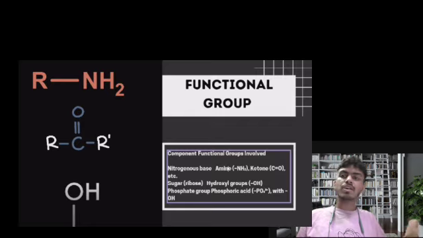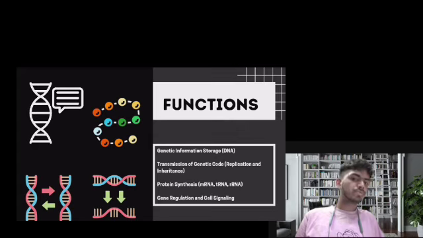Now the DNA has functional groups, that is amines, ketone, and hydroxyl group, which are present at the nitrogenous bases, phosphate group, and sugar group. So on the sugar group we have hydroxyl, on the phosphate we have OH, and on the nitrogenous bases we have amine and ketone. Then the function is to store and carry genetic information during the replication of the cells. This is going to be transferred, and it is a form of inheritance.